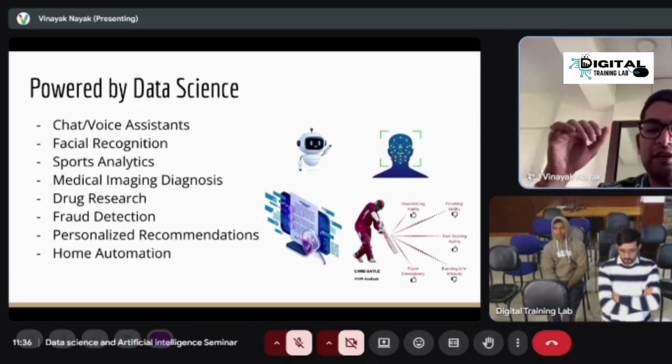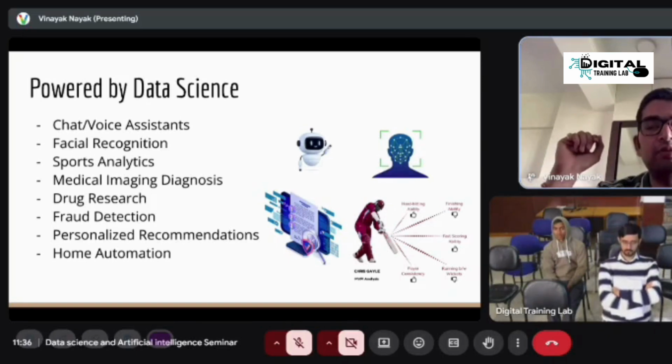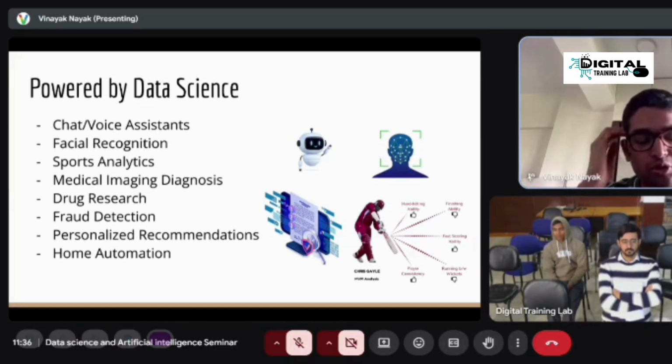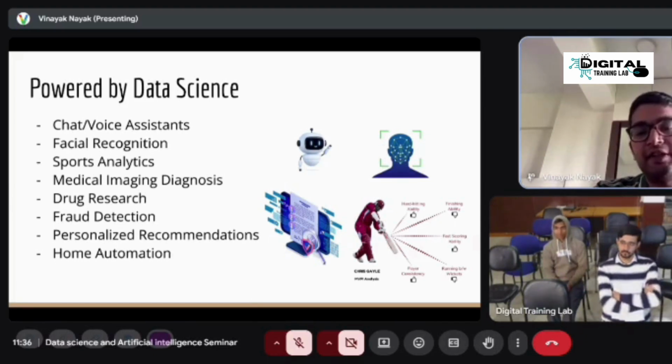So this is an example of personalized recommendations. This is a very simple example: there is Netflix or Amazon Prime or Hotstar. They are showing you shows based on whatever you have watched in the past, so that you would like it and you would click on it and watch it more and so on. So this is also powered by data science.